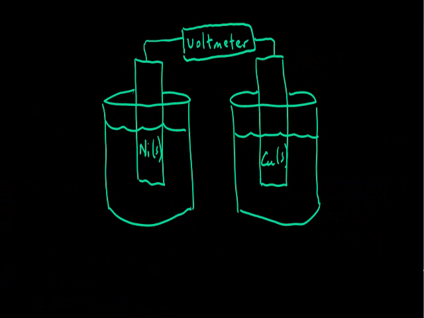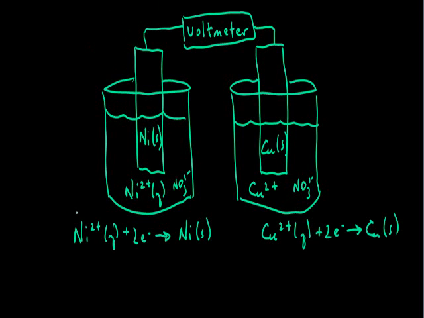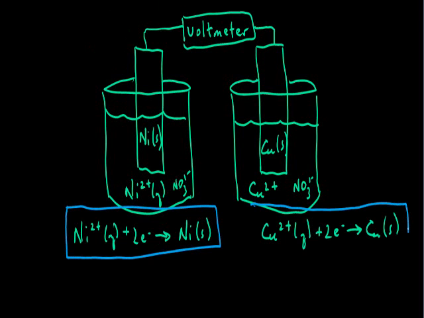Let's take a moment and walk through how to diagram, set up, and work with a spontaneous electrochemical cell, also known as a galvanic or voltaic electrochemical cell. Our first step will be to identify the possible reduction half reaction that can take place in each cell, or each beaker of our setup. For our beaker on the left, the possible reduction half reaction is nickel 2 plus gaining 2 electrons turning to nickel solid. For the beaker on the right, the possible reduction half reaction is copper 2 plus gaining 2 electrons and turning into copper solid.